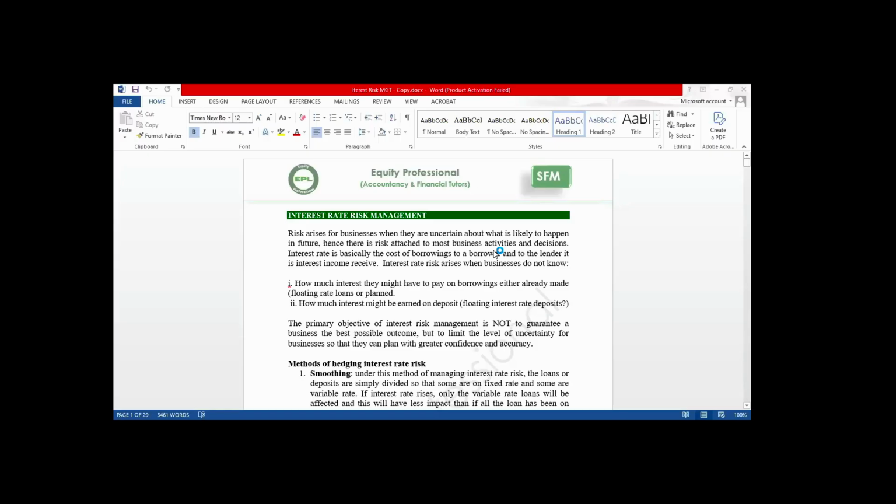Your interest payments may move up or down. If they move up, you pay more. If they move down, you pay less. That creates uncertainty for the business.